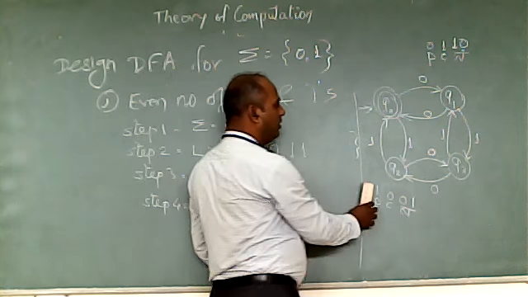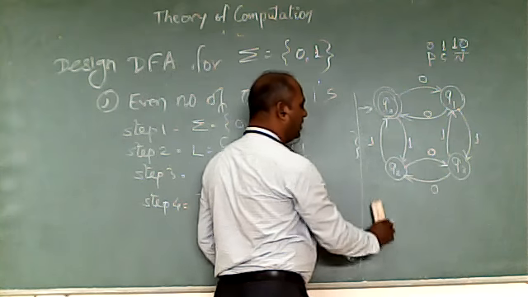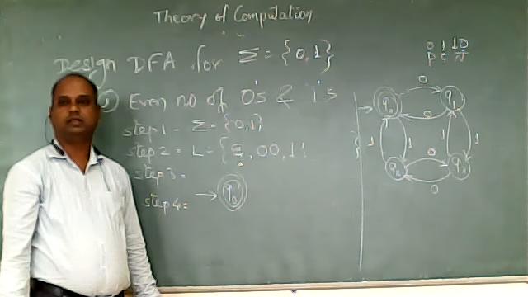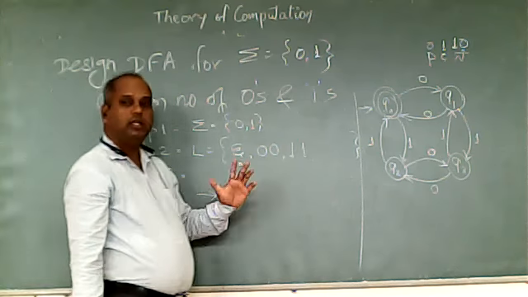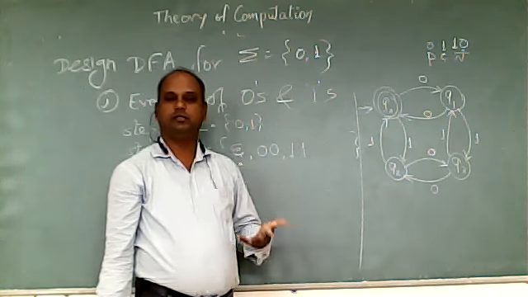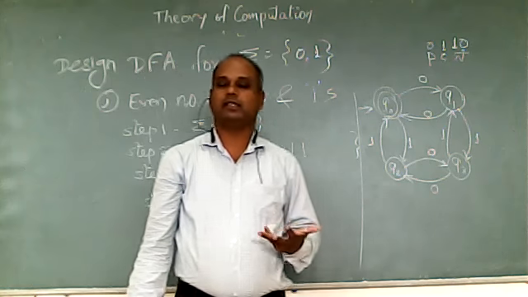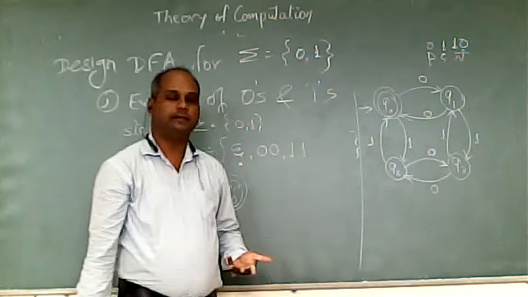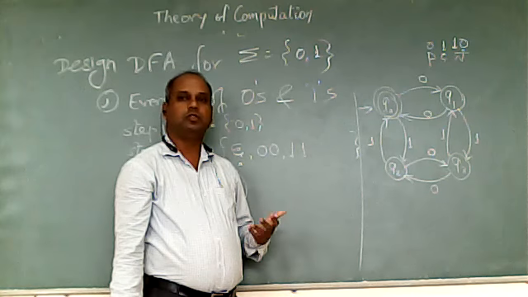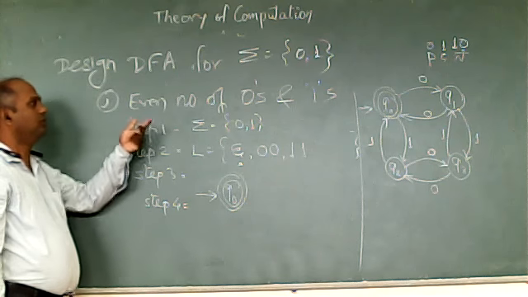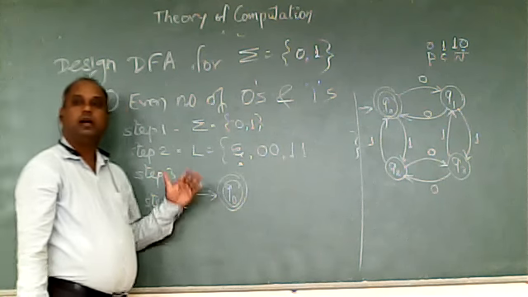Okay. So this is the way we are going to complete the DFA for even number of zeros and even number of ones. Now here in this problem, the main thing is addition of a new state. We are adding a new state because available states are not fulfilling my requirement. So this is the problem's solution for even number of zeros and ones.